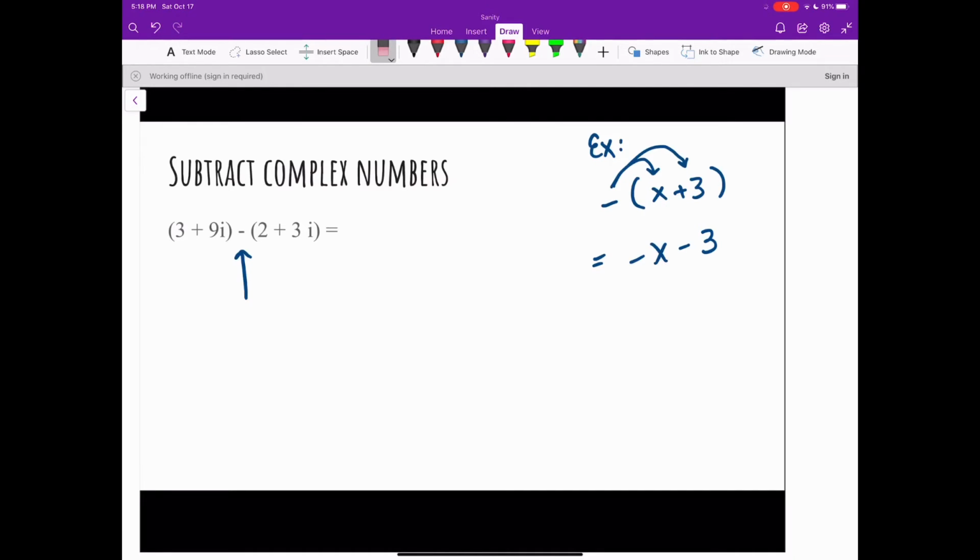So if we could think about subtraction as taking care of that negative with these complex numbers, then we can just combine things in the end.